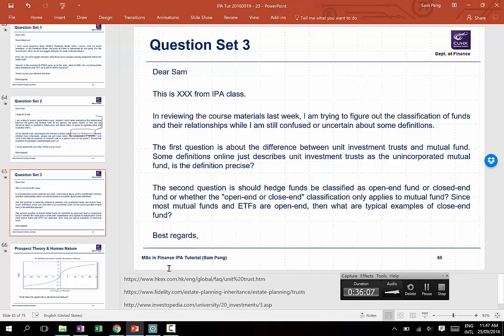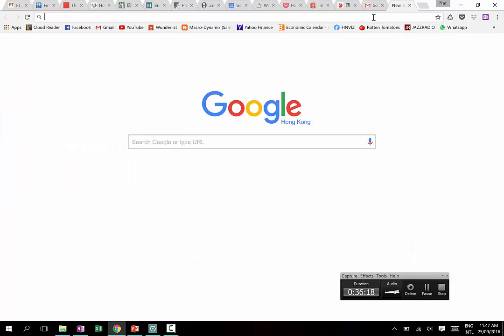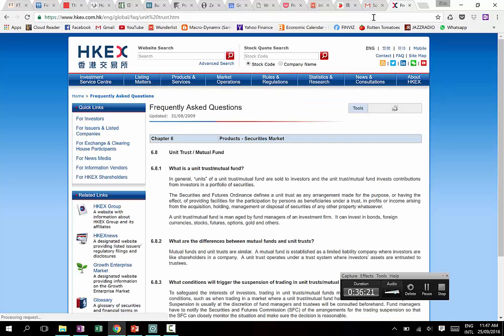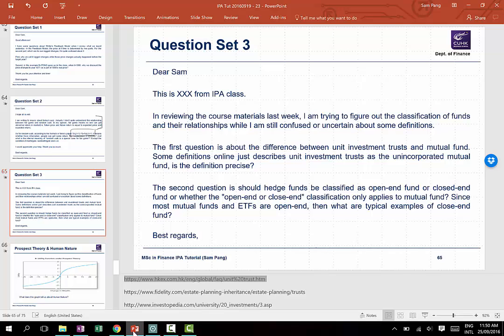If you are really interested, there's actually a web page from Hong Kong Exchange, which gives you a little more detail. I don't think you really need to worry too much about it, as I said. But if you want to know, the info is there, and you can read up. This page is actually fairly useful. It's not really that long, but it does tell you the difference between a unit trust and a mutual fund. As I said, it's really just a question of legal difference. There are other taxation implications to it, but don't worry too much about that.